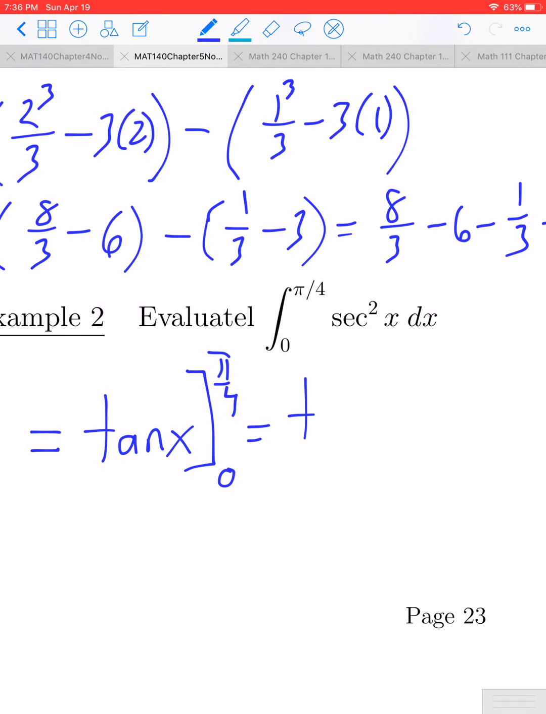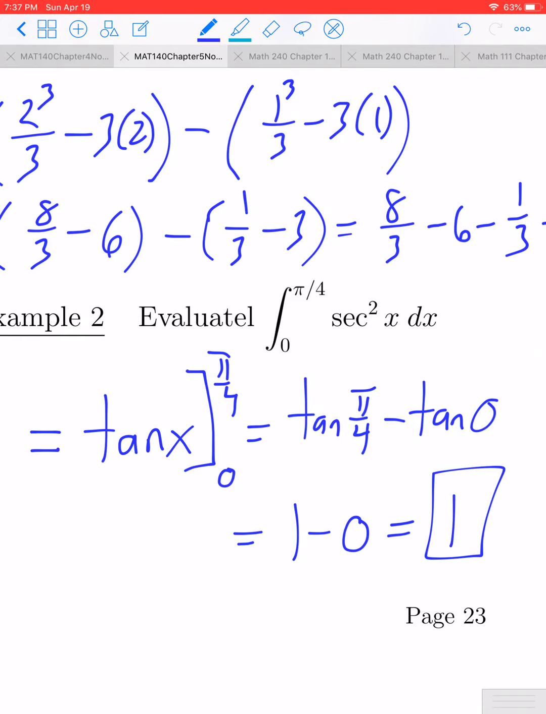We substitute in the upper limit of integration into our antiderivative. That's the tangent of pi over 4 minus the tangent of 0. The tangent of pi over 4 is going to be equal to 1. The tangent of 0 is 0. And so this definite integral would have a value equal to 1.